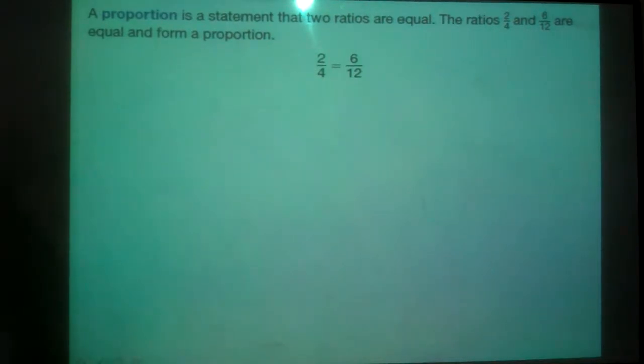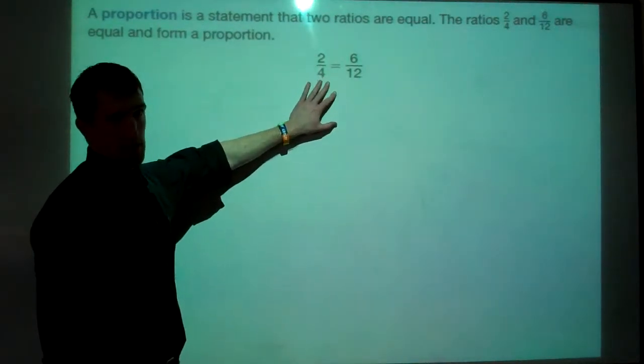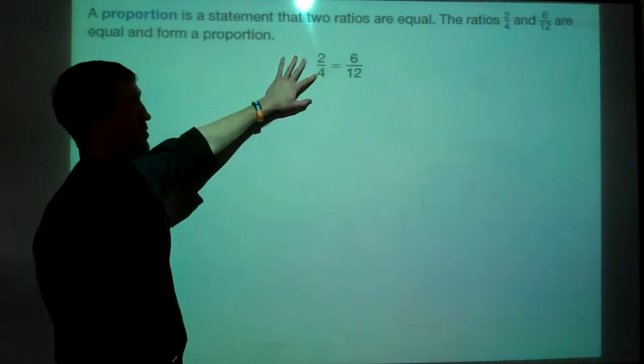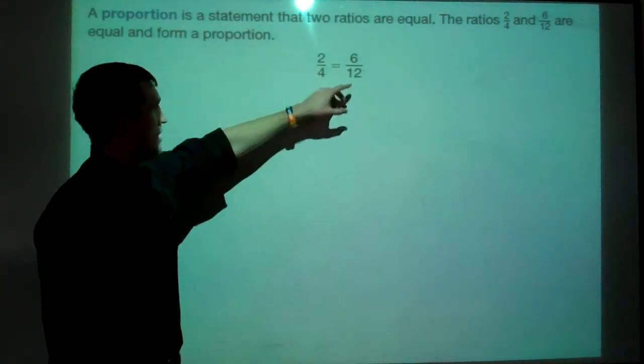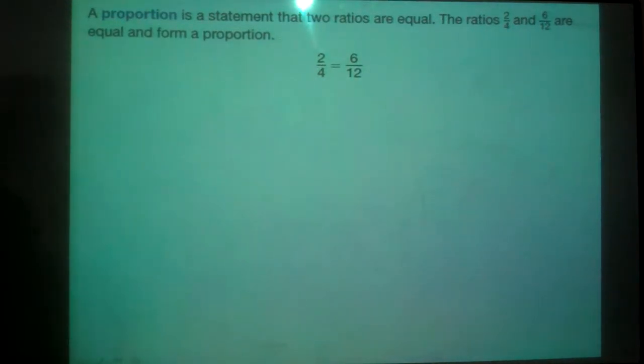But we're going to start with the most basic definition. A proportion is a statement that two ratios are equal. We say 2/4 and 6/12 are equal, and they form a proportion. That should be true because both of these fractions reduce down to 1/2. Divide this by 2, you get 1. Divide this by 2, you get 2, so 1/2. 6/12 is also 1/2. We divide by 6 for both of those.